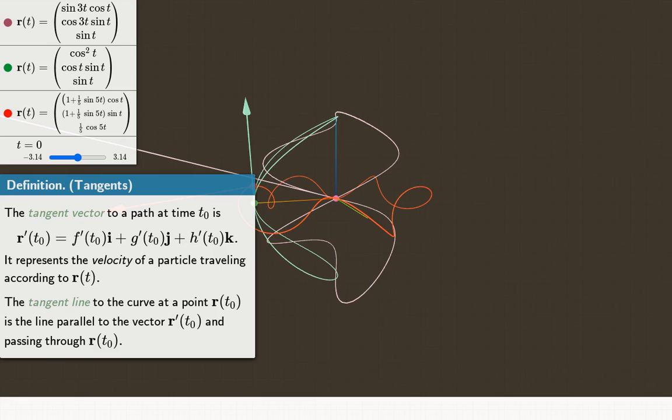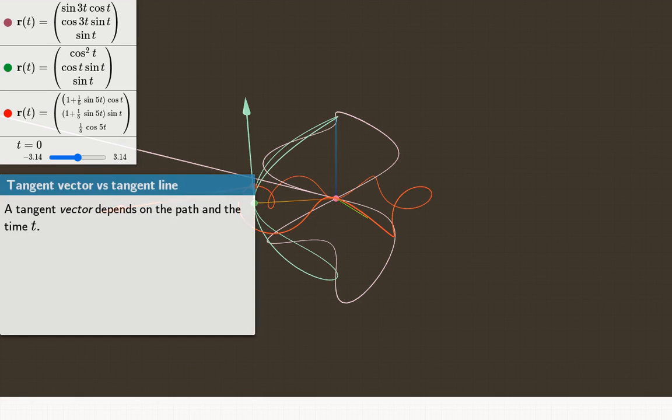To understand the difference between a tangent vector and a tangent line, let me emphasize the tangent vector depends on the path and the time t. So if two paths trace out the same curve, but one is going at twice the speed, then their tangent vectors at a point will be different. Same direction, but different magnitudes. Whereas the tangent line only depends on the curve.